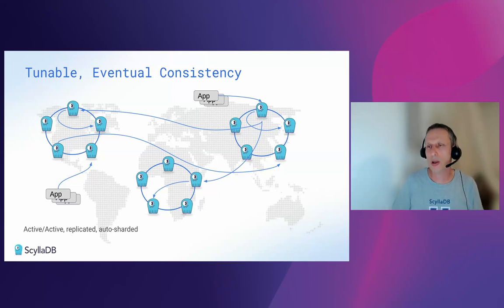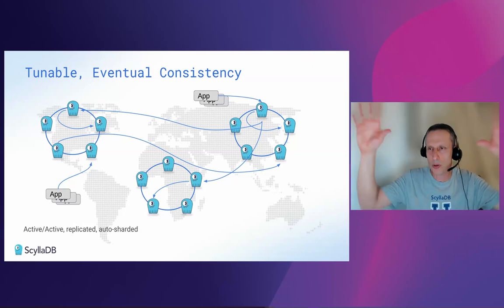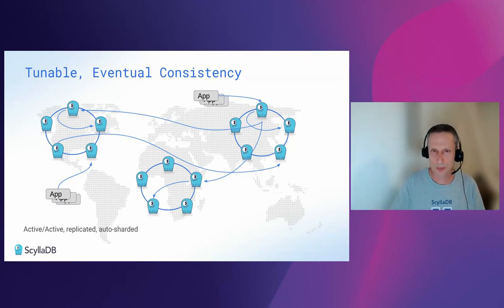And usually, users don't want to pay this extra latency for consistency. So in the trade-off between consistency and latency, they prefer to have full or strong consistency within the data center and eventual consistency across data centers.